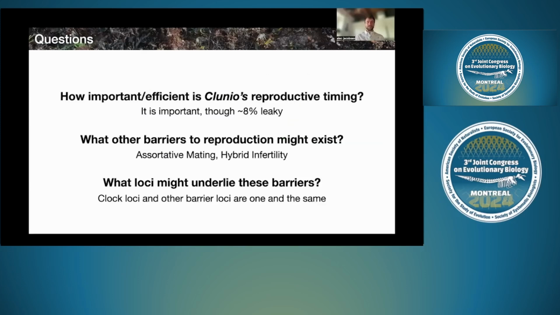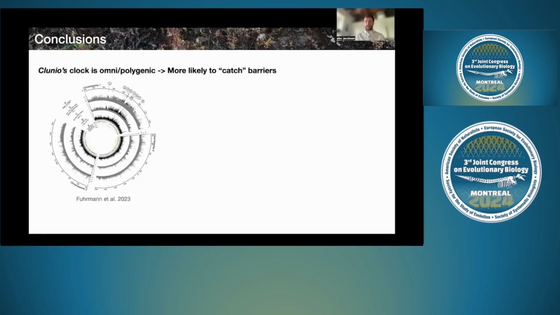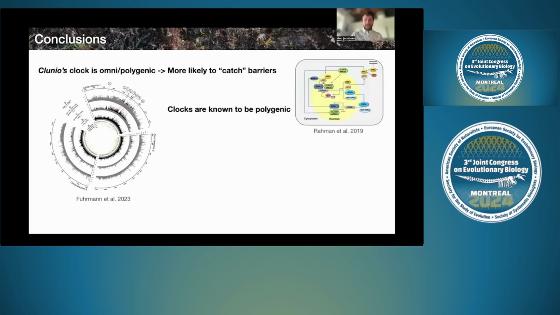Right, so if we go back to our final question, what loci might underlie these barriers, we find that the clock loci and the other barrier loci are actually one and the same. And taking this all together, we can conclude that Clunio's reproductive timing was very important in driving the incipient speciation event that we observed. So to put this into a more general context, we knew from the outset that Clunio's clock was polygenic, and we know that polygenic traits are more likely to catch barriers. And clocks more generally are known to be polygenic. It's part of their nature.